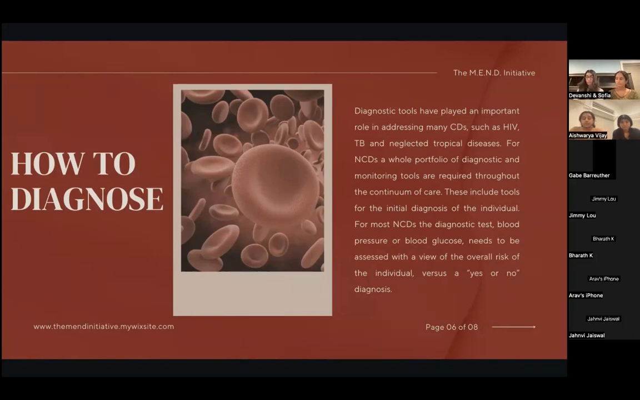So for the initial diagnosis of an individual, the diagnostic test, you need blood pressure and glucose levels, and they need to be addressed with the view of the overall risk of the individual for this disease. For example, like cancer and diabetes, which we will actually go into a little later.